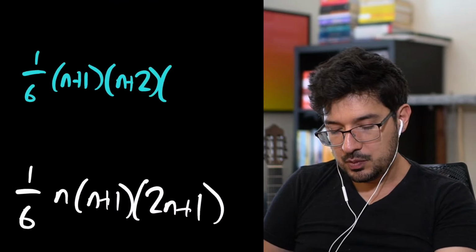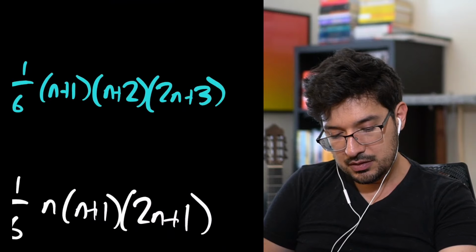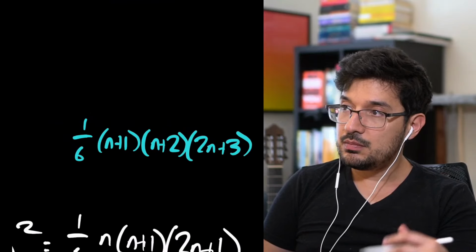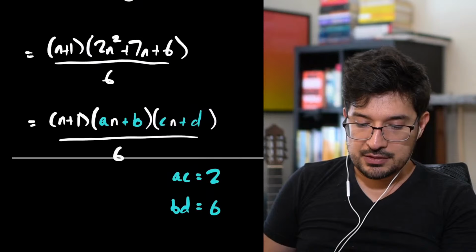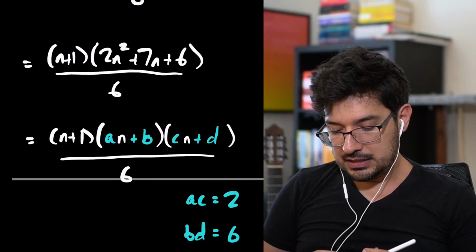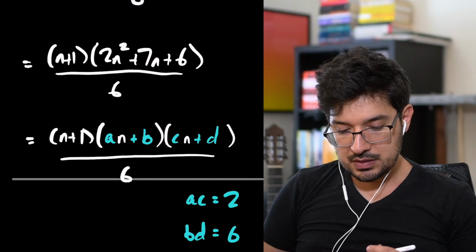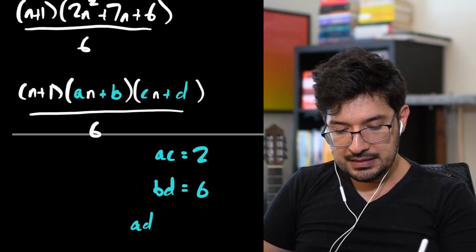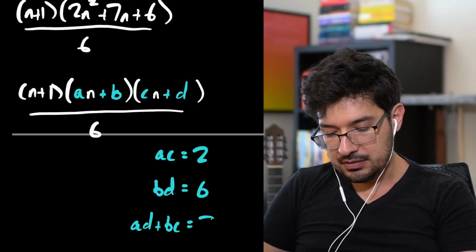If n is n plus 1, this last term is going to be 2n plus 3. We want to show that the right-hand side ends up being this polynomial. Okay, so factoring 2n squared plus 7n plus 6. We want BD to equal 6, AC to equal 2, and we want AD plus BC to equal 7.